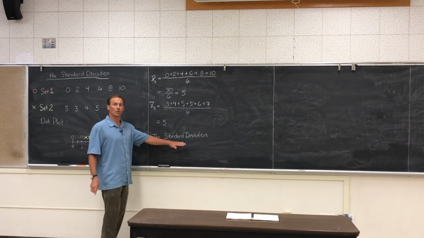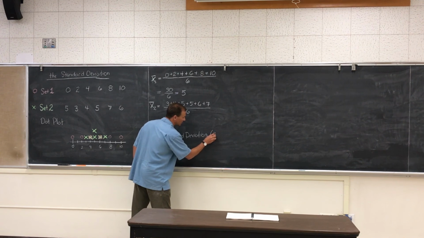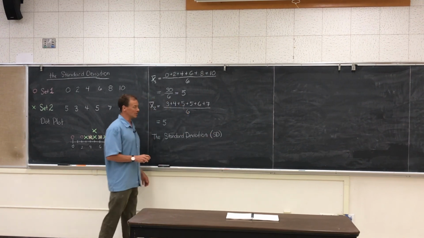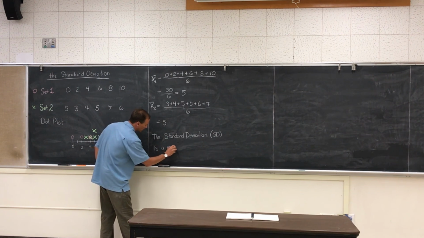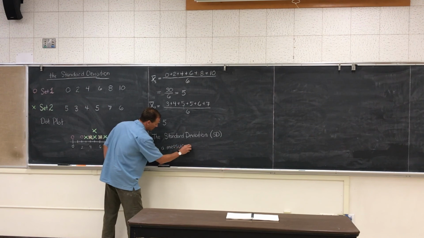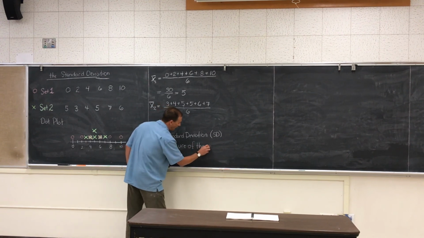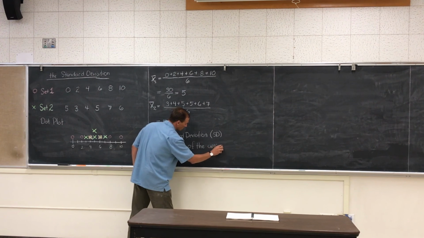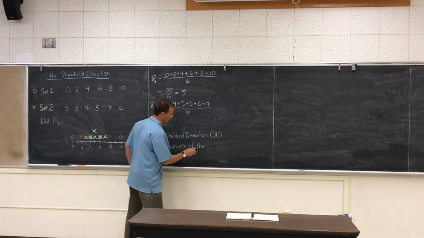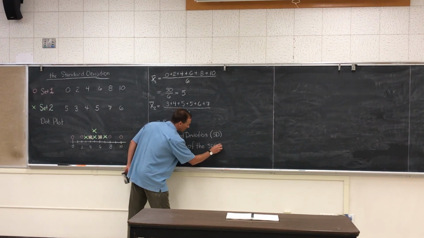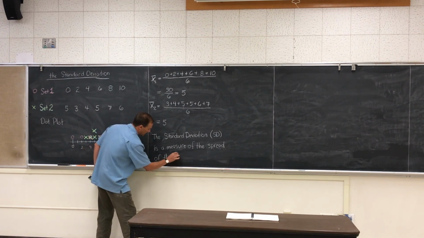Now that is a long word to write, or 2 words to write out. So when we're going to use this in context, so often I'm just going to abbreviate it as SD for standard deviation. The standard deviation is a measure of the average, let's do this, is a measure of the spread of the data. The measure of the spread of the data.